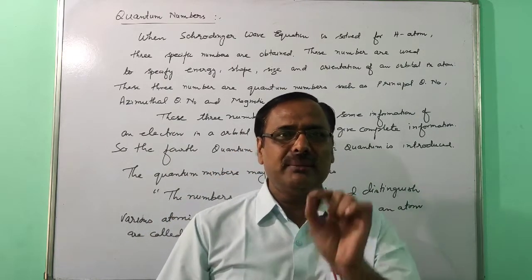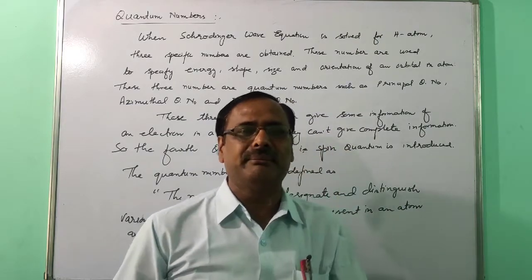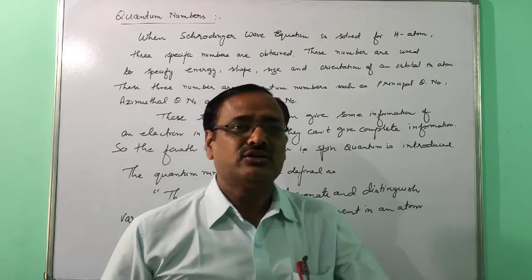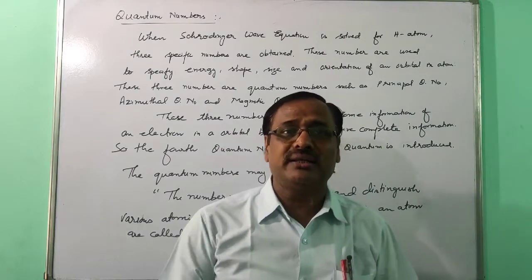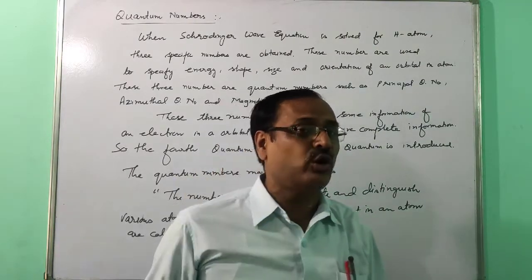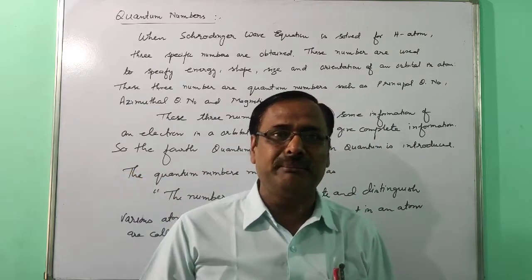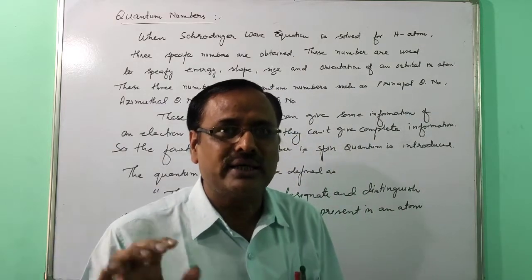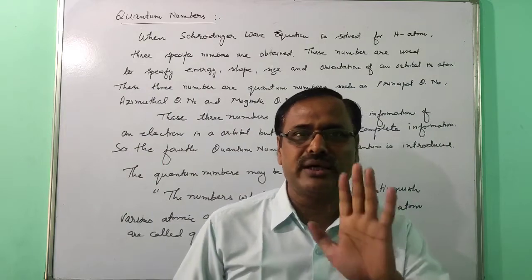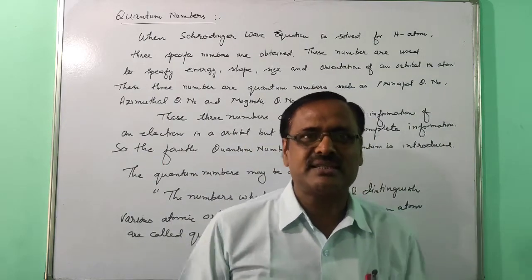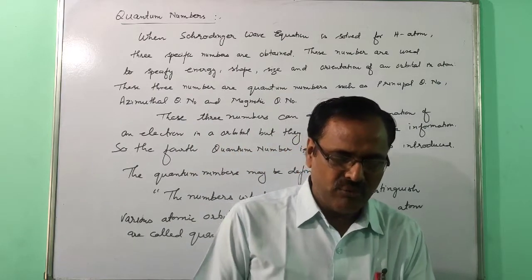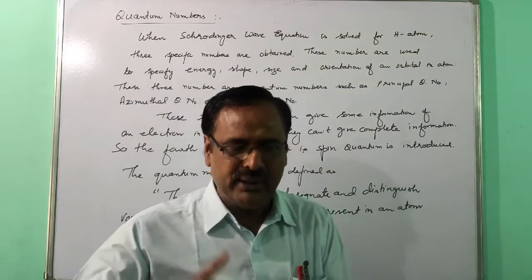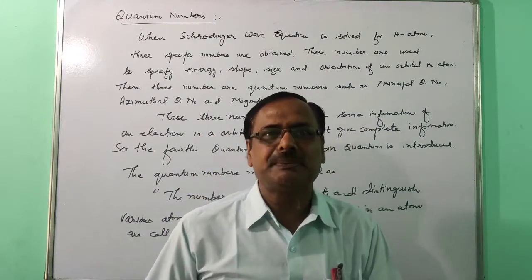In that, one number was missing, the fourth quantum number, that is the spin quantum number. So from the Schrodinger wave equation you have got three quantum numbers, but one quantum number was missing. That's why one more number is introduced, the fourth quantum number, called the spin quantum number. So now you are getting four quantum numbers. If the question is asked how many quantum numbers are there, four are there. What are the names of these quantum numbers? Principal quantum number, azimuthal quantum number, magnetic quantum number, and spin quantum number.